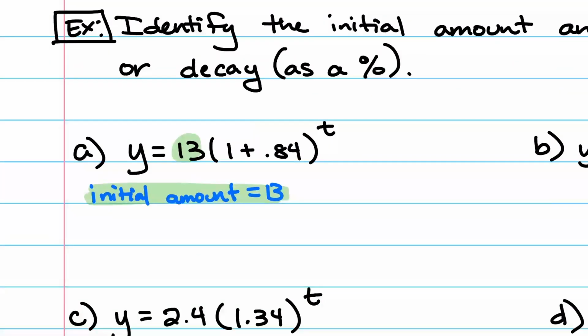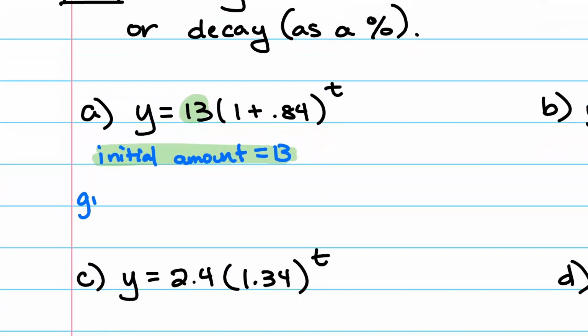So let me write this. I'm going to write that my growth rate is 0.84. But they said to write it as a percentage. Well, if changing it from a percent to a decimal meant I moved 2 places to the left, then if I want to go from a decimal to a percent, I should do the exact opposite, which means I should move this 2 decimals to the right and put a percent symbol. So this becomes 84% is my growth rate.